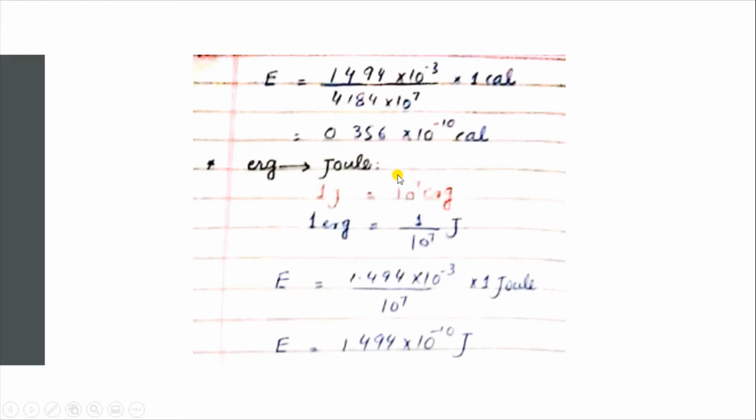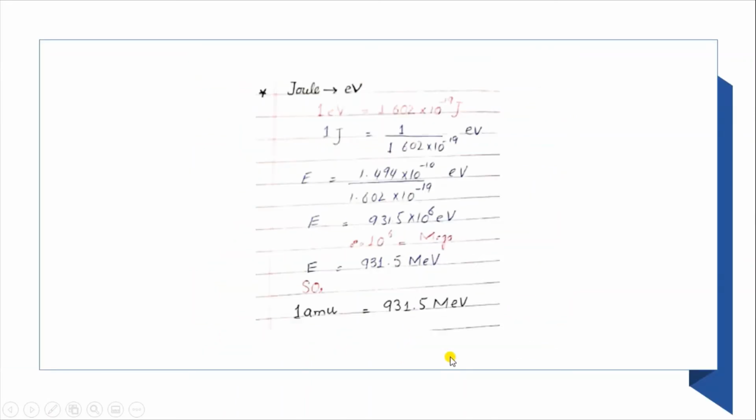If you want to convert this erg into joule, 1 joule is equal to 10 to the power 7 erg, and it will be the reciprocal in the case of erg. So the energy will be 1.494 multiplied by 10 to the power minus 10 joule. And if we want to further convert this joule into electron volt, we have already discussed it: divide by 1.602 multiplied by 10 to the power minus 19, and the answer will be 931.5 mega electron volt.